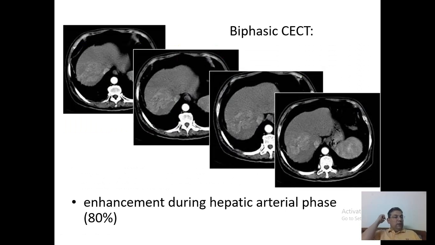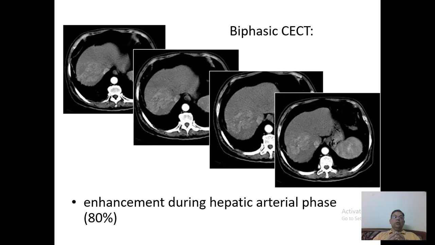Then the most important diagnostic modality for a hepatocellular carcinoma is a biphasic contrast-enhanced CT scan. Biphasic means there would be two phases: an arterial phase and a portal venous phase. Sometimes we do a triphasic, in which there is an arterial phase, a portal venous phase, and a venous washout phase, and that is sometimes needed if you have to differentiate between a hemangioma and a malignancy. But right now we are talking about a hepatocellular carcinoma, and the best modality to image it is a biphasic contrast-enhanced CT scan.